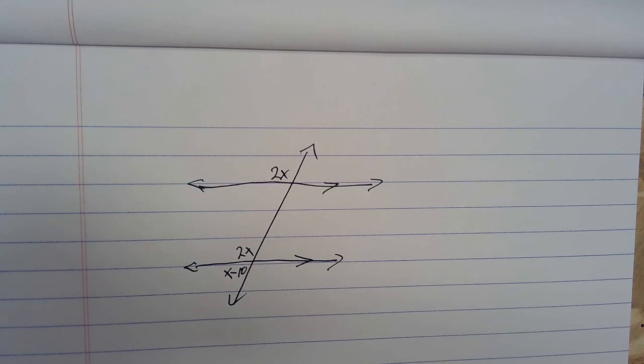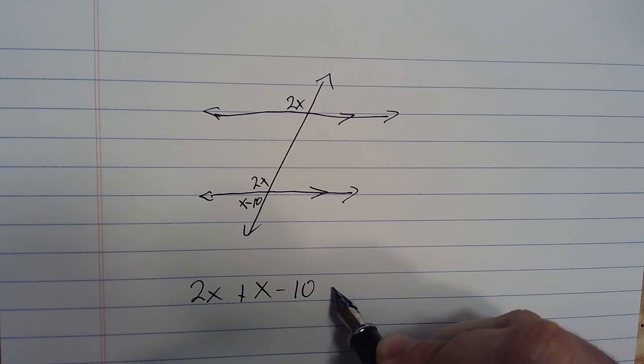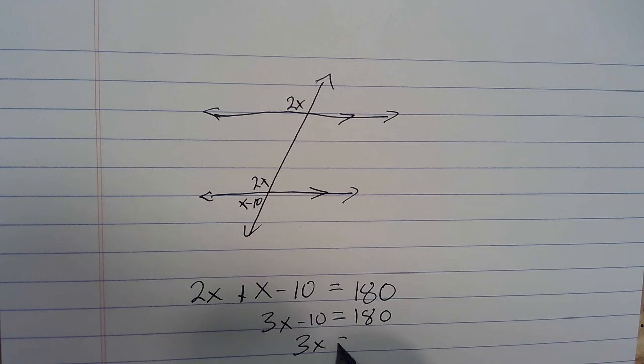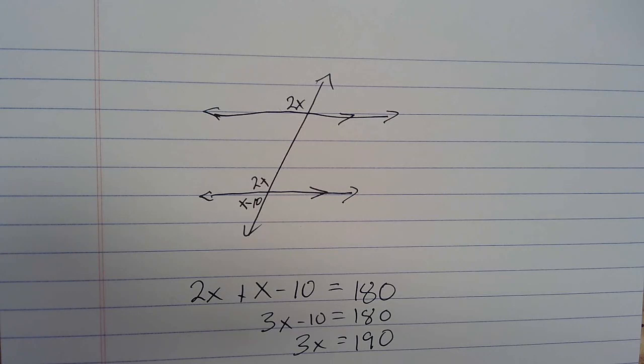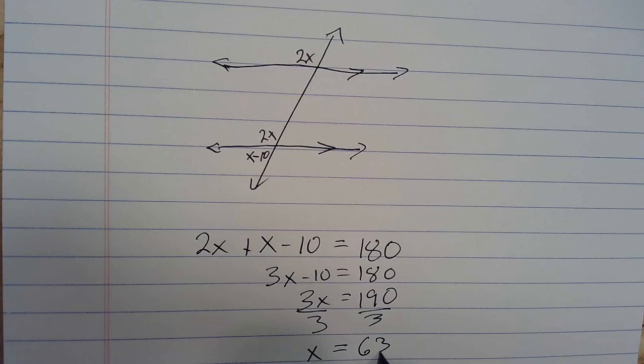Go ahead, give this a try now that you know that information. Pause the video here, try it, and see if you can get your solution. So now that you've done it, let's take a look at it. You should have 2x plus x minus 10 equals 180 degrees as your setup. That gives us 3x minus 10 equals 180. 3x equals 190 then. And if we divide each side by 3, we get x equals 63 and 1/3.